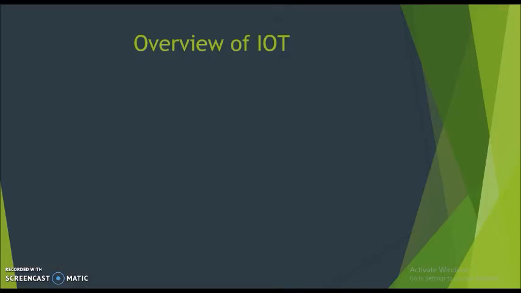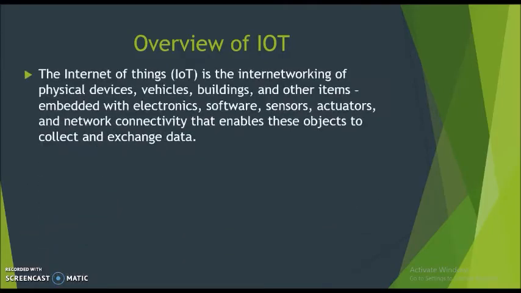So, the overview of IoT. Internet of Things is the internetworking of physical devices, vehicles, buildings and other items embedded with electronics, software, sensors, actuators and network connectivity that enables these objects to collect and exchange data.